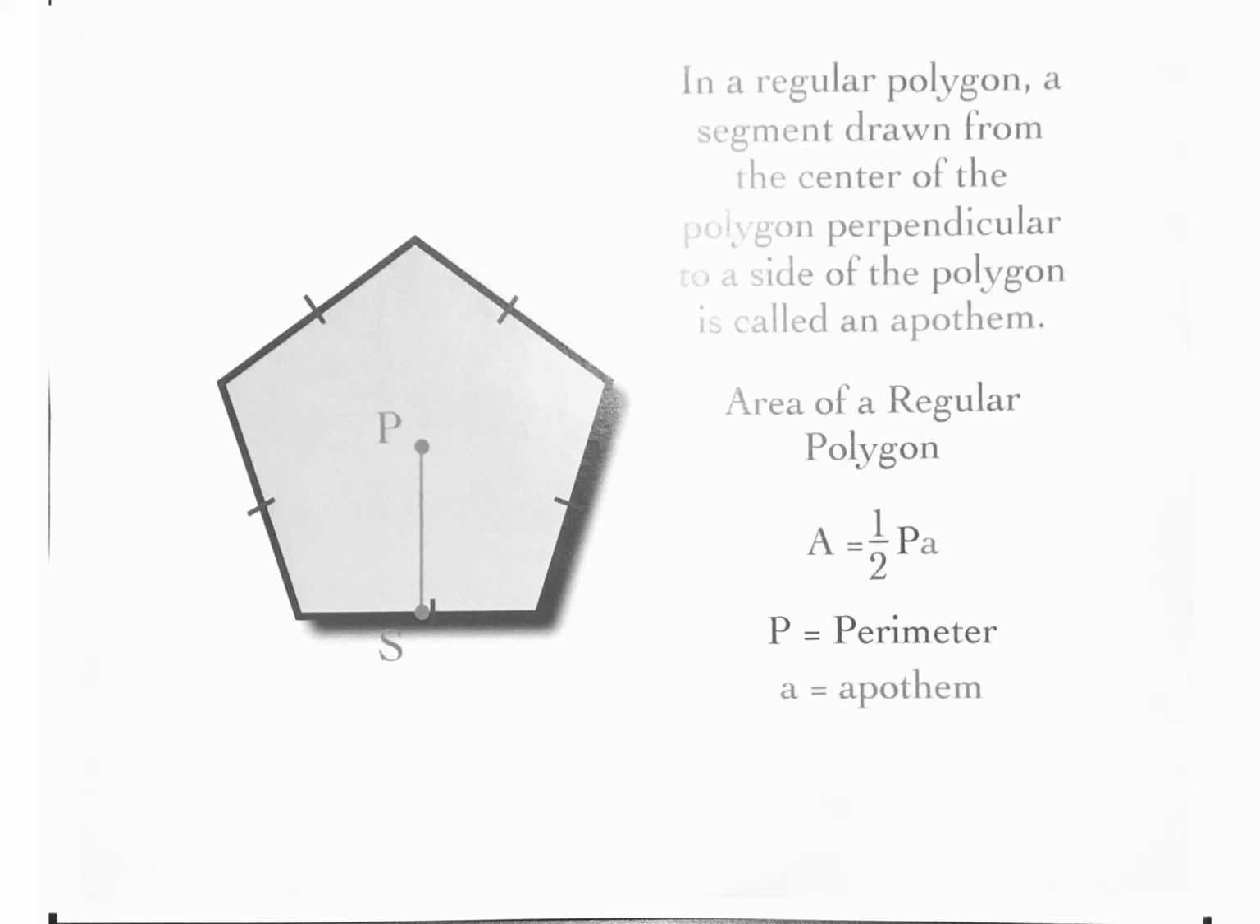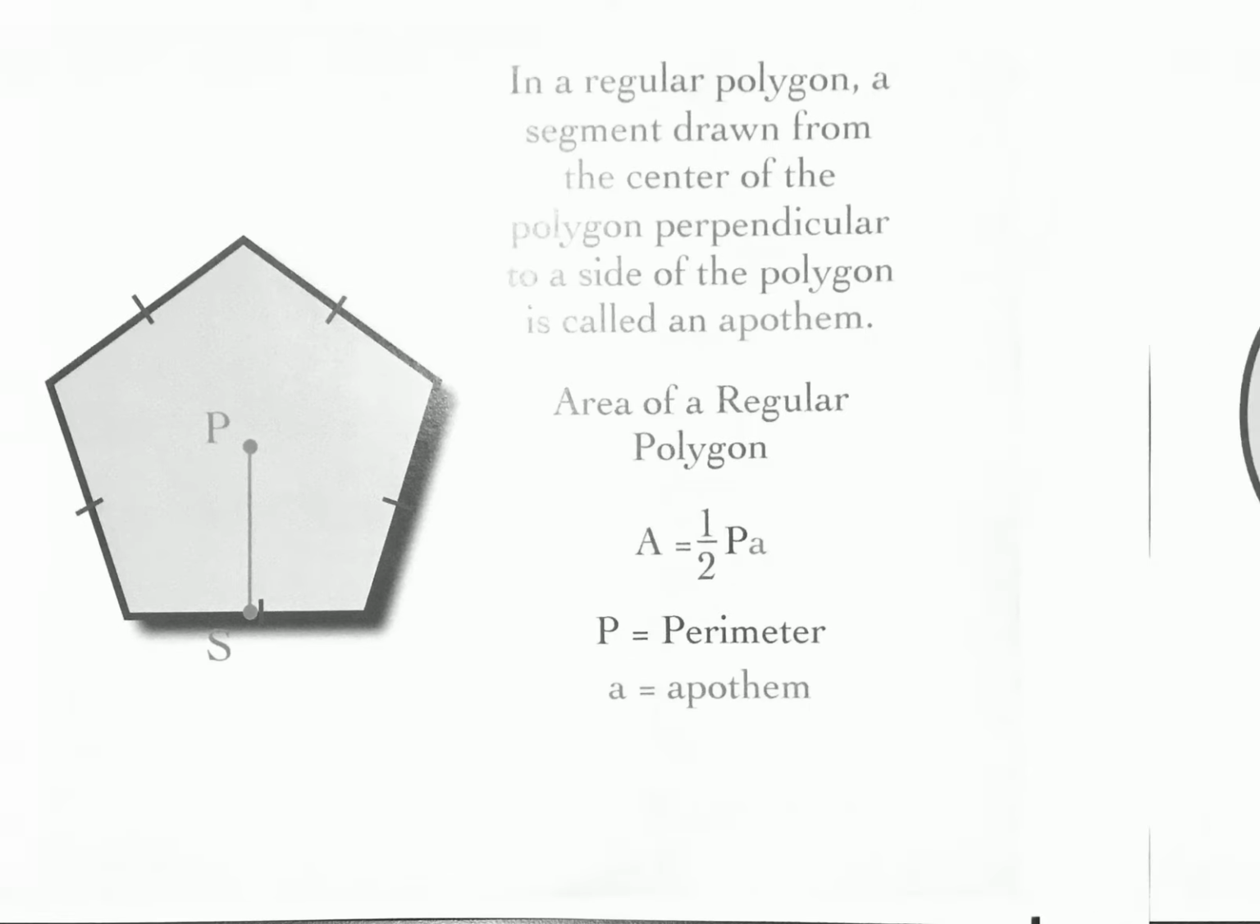In a regular polygon, a segment drawn from the center of the polygon perpendicular to the side of a polygon is called the apothem. So that segment that you see going from point P at the center of the polygon to point S at the side, that is called an apothem. We use the lowercase letter a for this. And our formula for the area of a regular polygon is 1/2 the perimeter times the apothem.